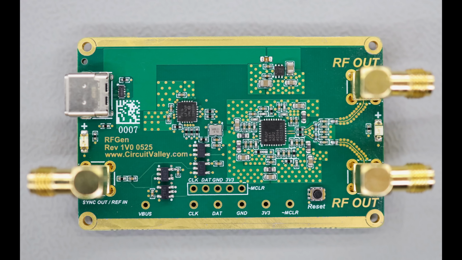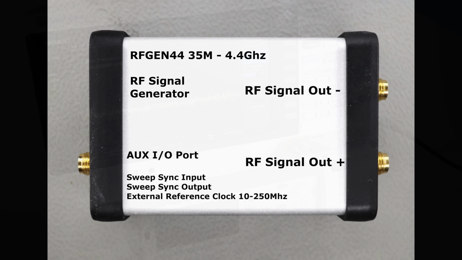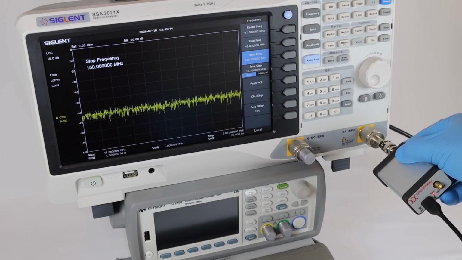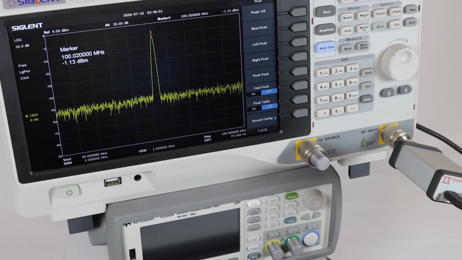This is the PCB of the generator. It shows you the MCU on the left, Analog Devices PLL on the right. In the block diagram, you will be able to see exact details, what the features are and what is located where. You can also see what the aux port capability is on the left. As said, I have configured 100 MHz standalone operation and the device automatically turns on without needing a PC. You can see the clean 100 MHz signal being displayed.